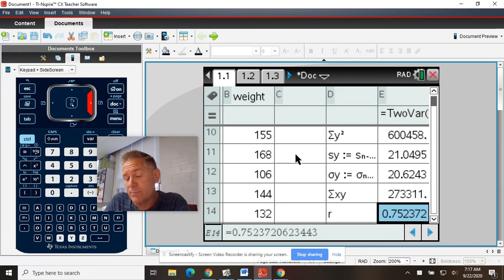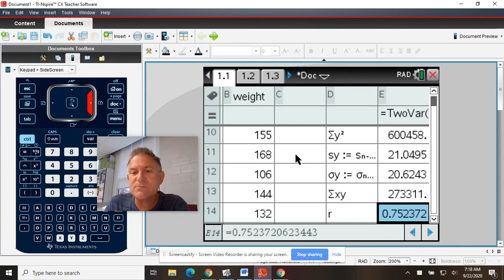Pretty close to 1, actually. 0.75 is a pretty solid correlation. When we talk about correlation, we're always going to talk about the strength of it. And there's no hard and fast rule. It's not like 0.75 is moderately strong or pretty gosh darn strong or really strong. It depends on the situation.